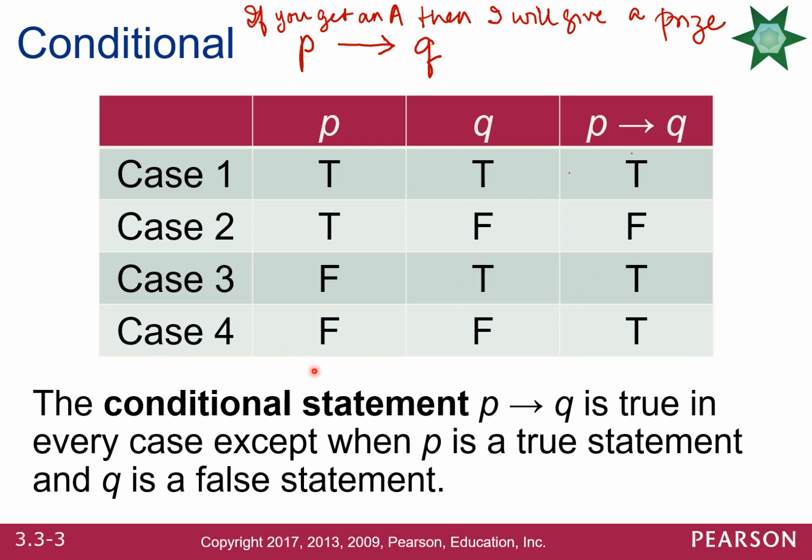And case 4 is you didn't get an A. I didn't give you the prize, as it should have been. It resolves to a true condition. All right. So hopefully this example gives more meaning to the conditional truth table. All right. So now let's go on to the next slide to see what more there is.